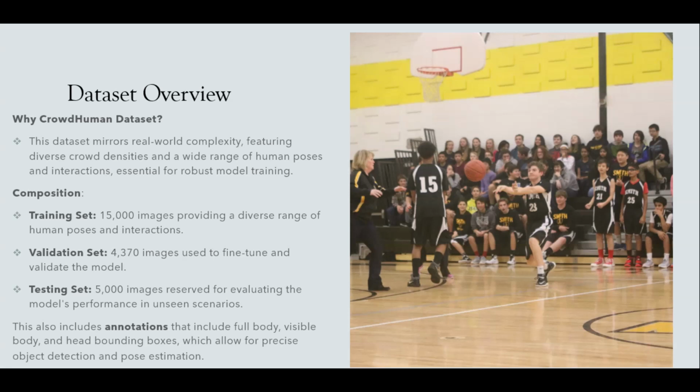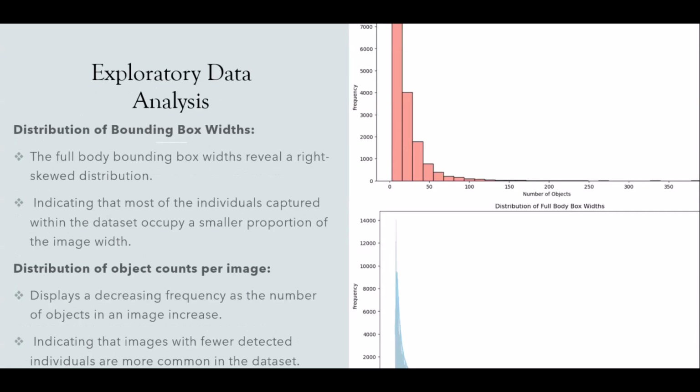Then this dataset comes with annotations that include full body, visible body, and head bounding boxes. These allow precise object detection and pose estimation. This was a sample image from the dataset. Every image has an image ID, and it has the annotations, which come with the image ID and the different full body, visible body, and head bounding box details.